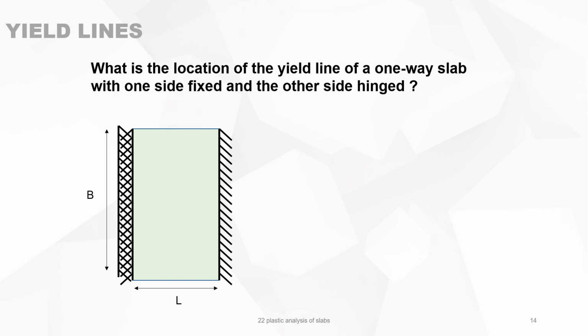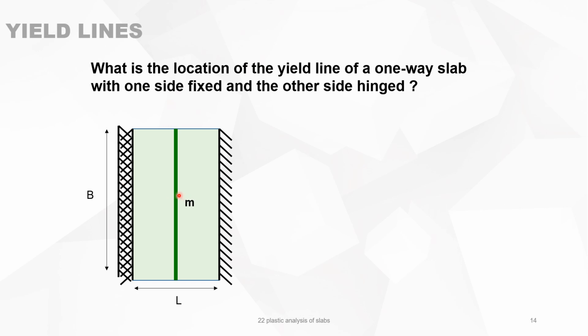What is the location of the yield line of a one-way slab with one side fixed and the other side hinged? So one side is fixed and the other one is hinged. Where is the yield line? Now it's not so obvious anymore. There's no symmetry. You do not know. It depends on the degree of fixation of this side.